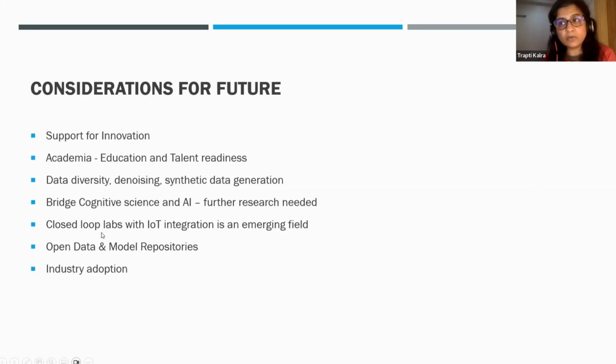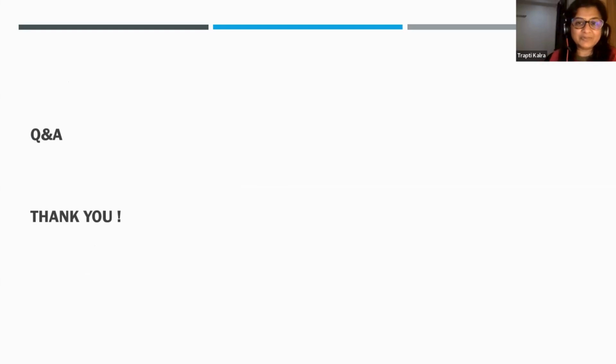Then there is an opportunity to design closed loop labs with IoT integration so that even the process of experimentation can be automated to some extent. Then there is a need for a lot of open data and model repositories, more than what big tech is already doing for us. What else can be done? And finally, while academia may adopt it to some extent, we need to look at how industry can adopt these emergent technologies and enable corporates to come up with better R&D institutionalizing. I think there's a lot of scope within India for our corporates to back research better and also do their own research much more effectively. So with this, I'll end the session and open for any questions.